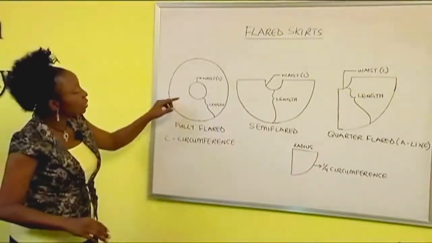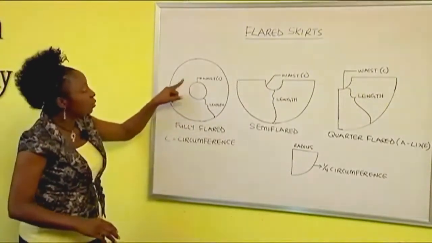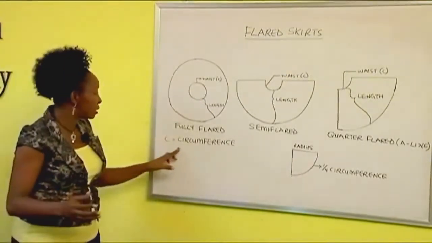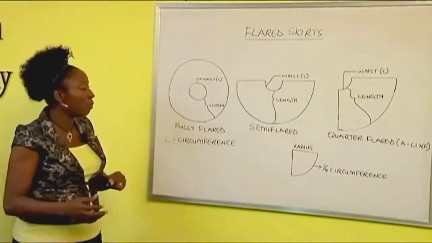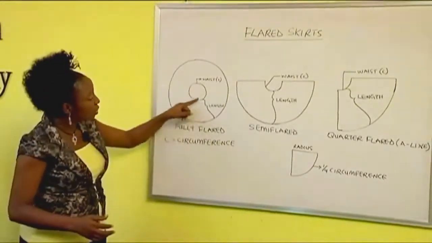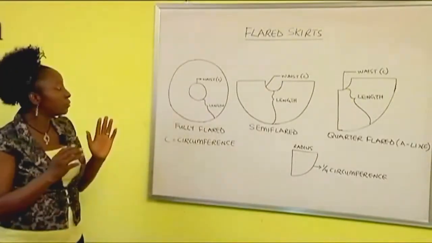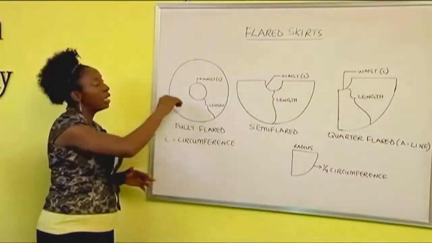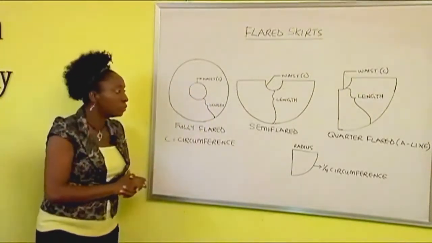And now what I have done is to show you that this inner circle represents the waist, which of course mathematically is called the circumference. That's what the C is for. Then the length is here. That's between the 2 circles. Now the fully flared skirt is made up totally out of a full circle and having an internal circle.